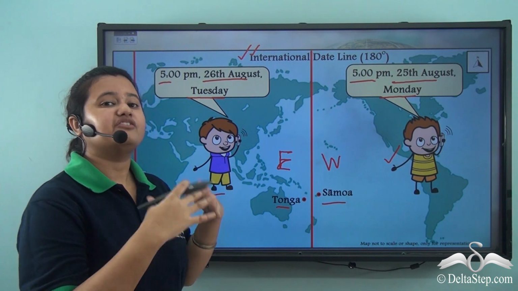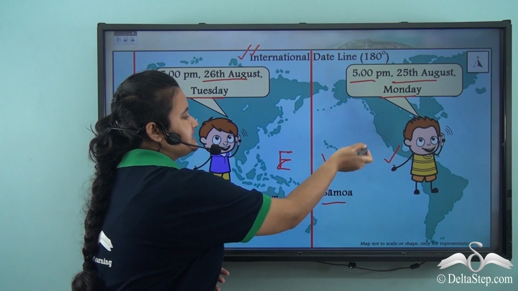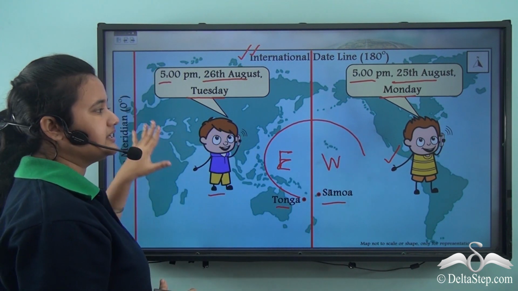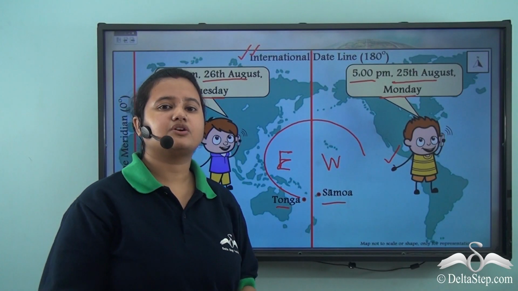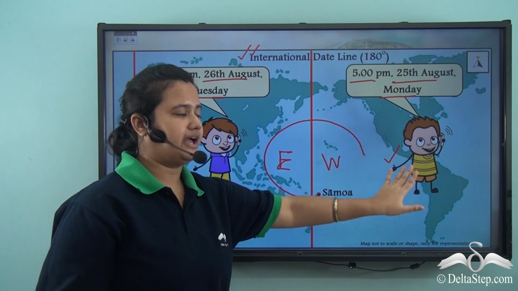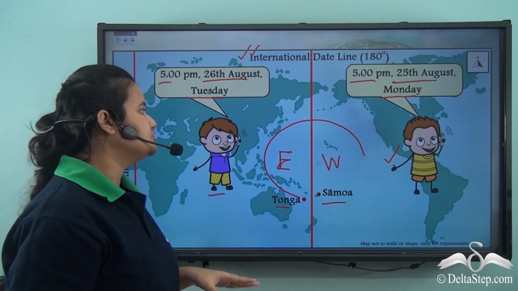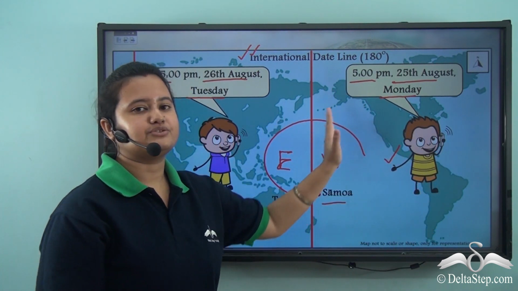Now don't be confused about why this is west and this is east. This is because we are seeing our earth from the other side. That is, this middle zone is the Pacific Ocean, and this part is Asia, Europe and other countries, and this part is the continents of North America and South America. So we are seeing our globe from the other side. So this is the eastern hemisphere side and this is the western hemisphere side.